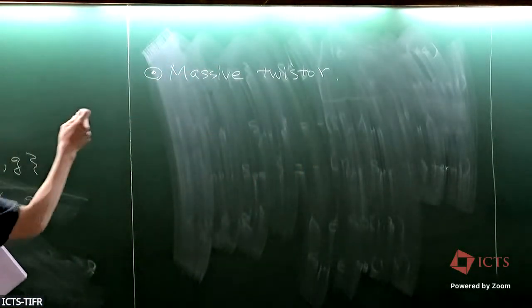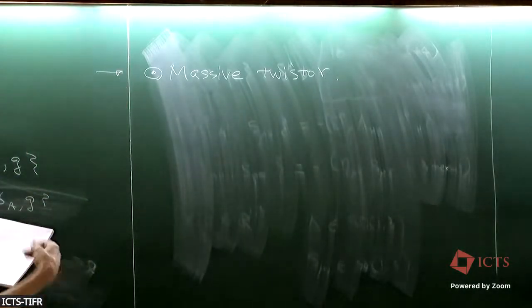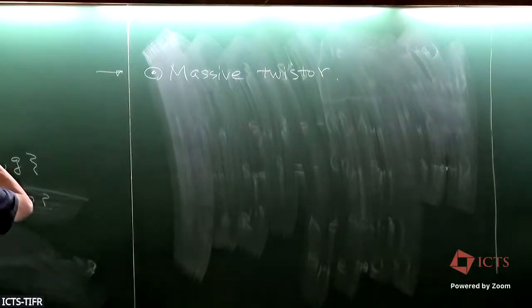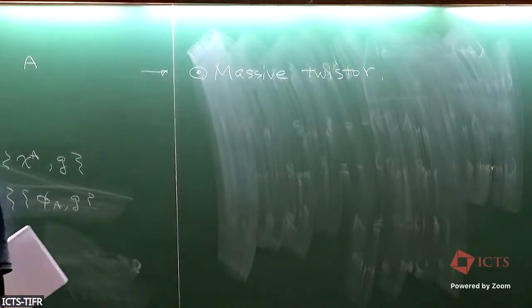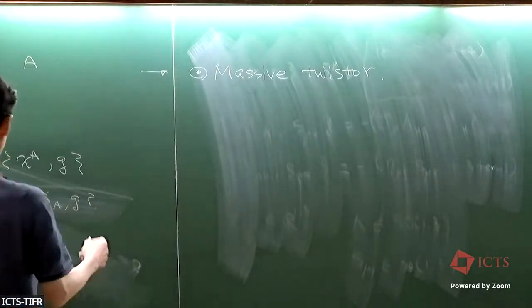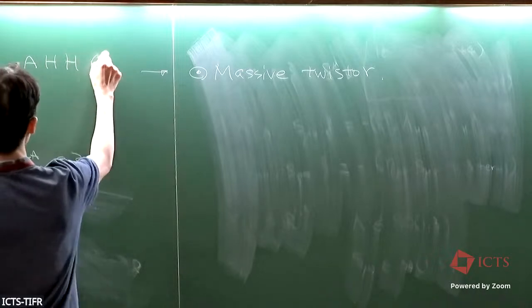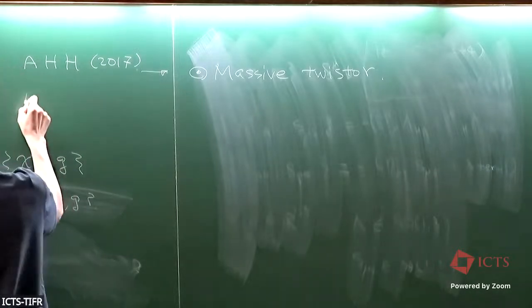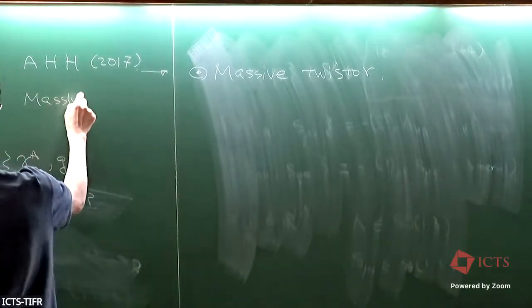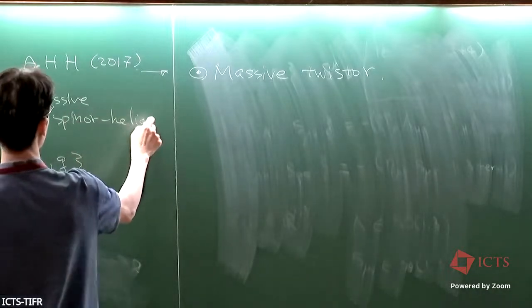And this massive twistor is an interesting reinterpretation of this massive spinor helicity variable advocated by Arkani-Hamed and Huang. I suppose this one was from 2017. Spinor helicity variables.